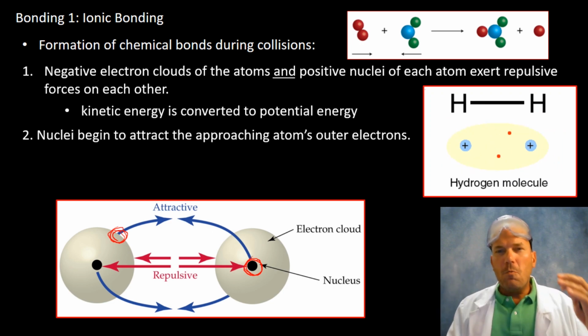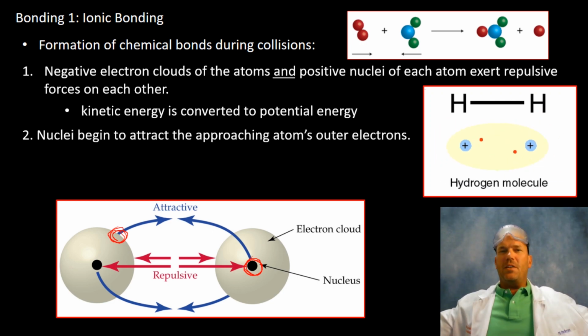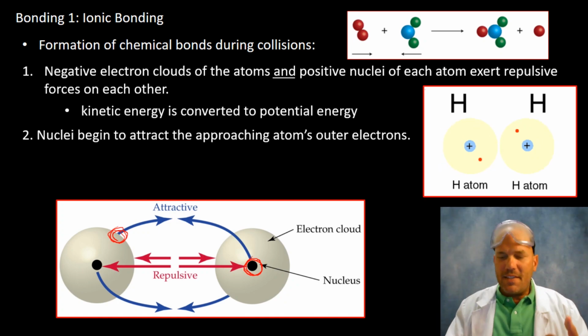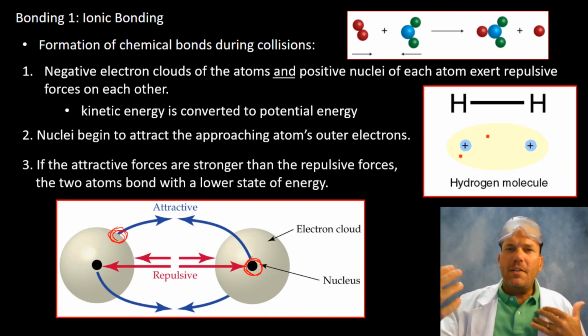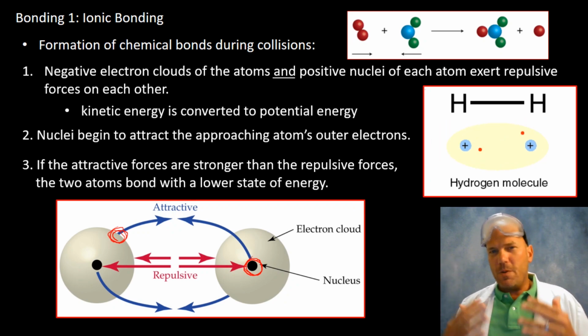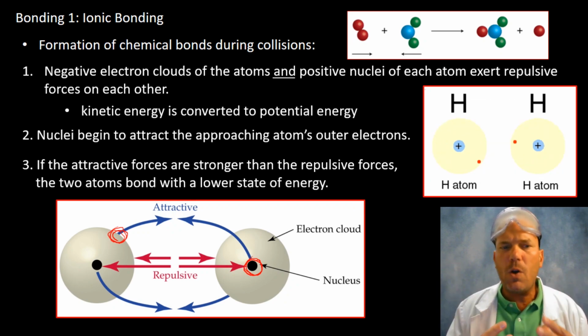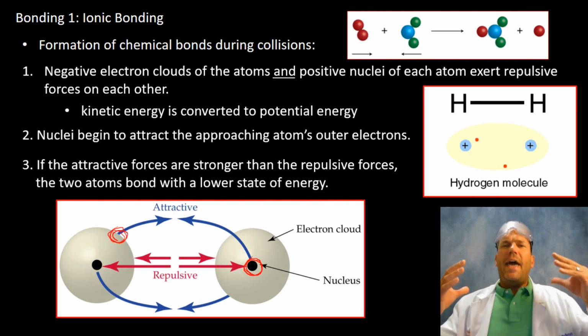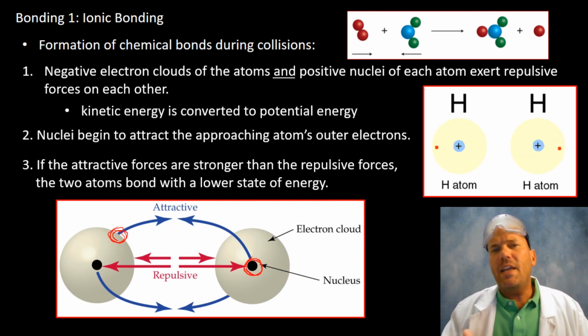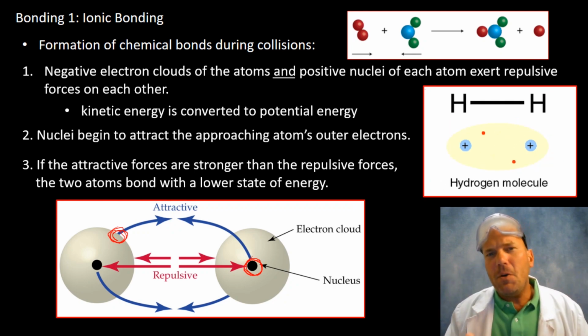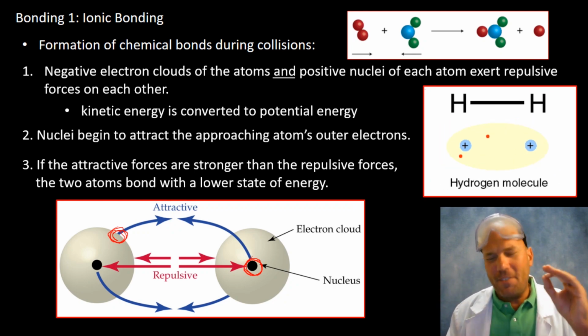Now, once they get close enough where this attractive force begins to take over, what happens is the attractive forces overpower the repulsive forces, so they're stronger. And the two atoms form a chemical bond, which results in a more stable, lower state of energy.